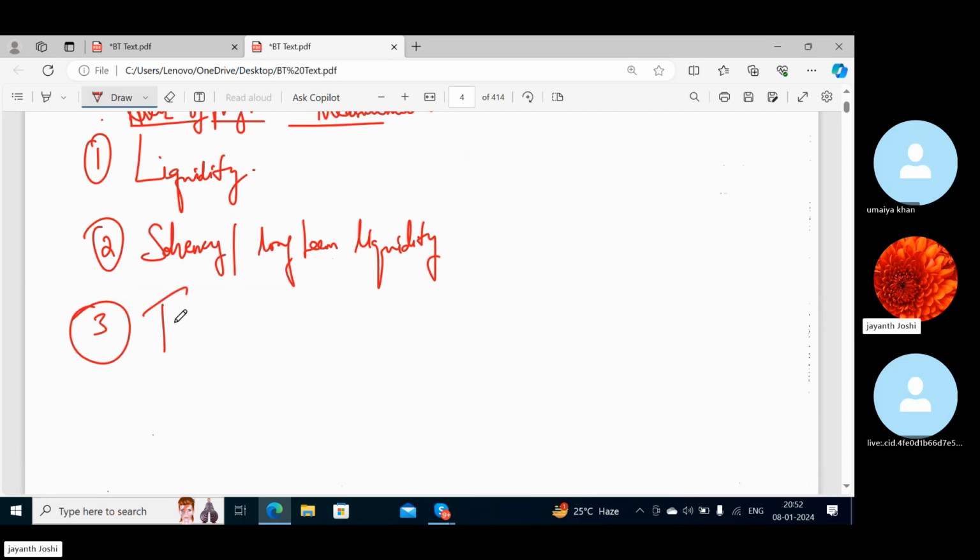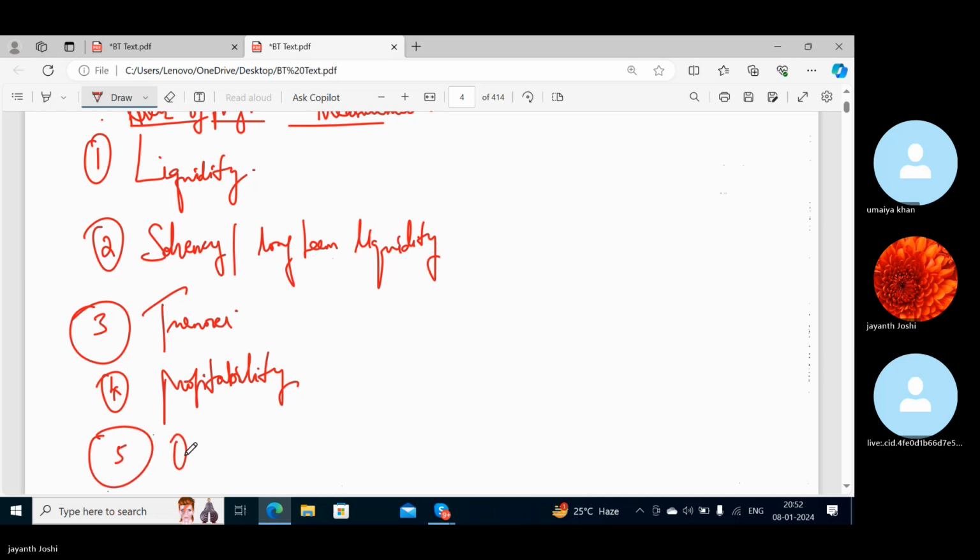Third one is turnover. Fourth one is profitability. Fifth one is overall profitability. Okay, so these are the areas of performance measurement.